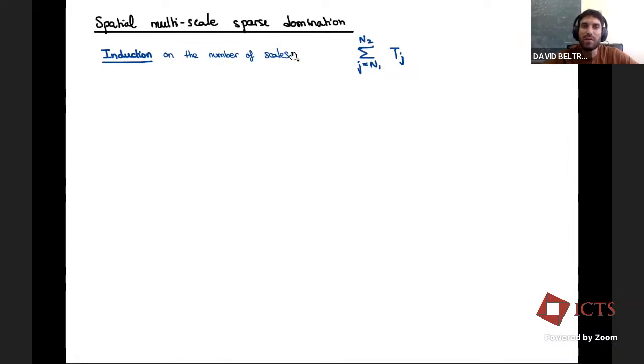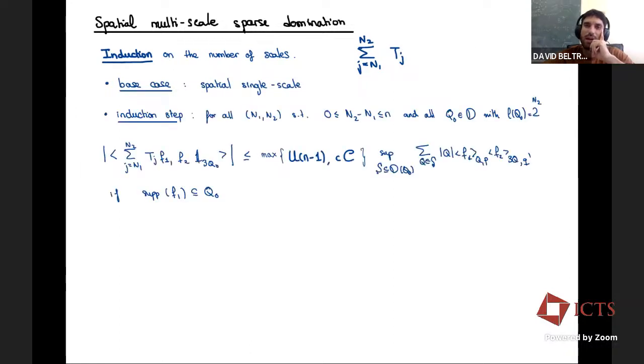So we'll be inducting on the number of scales. Now we don't have just a single T_j, we have a sum of them, and we'll induct on the number of terms of this sum. And the base case is just one piece, and for one piece we already saw how to obtain a sparse bound. And then the induction step would be: if we know it for capital N terms, can we know it for capital N plus 1? And so can we control the left-hand side by the induction, the constant at one less level, or just some other constant that we bound?